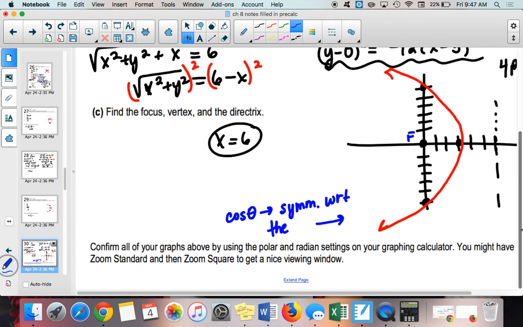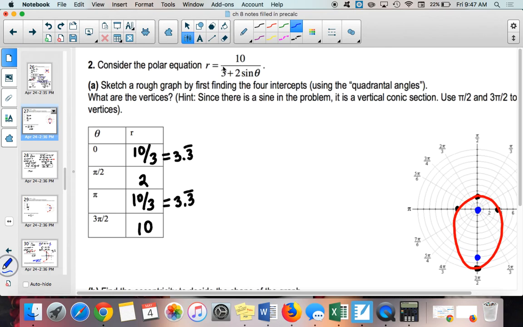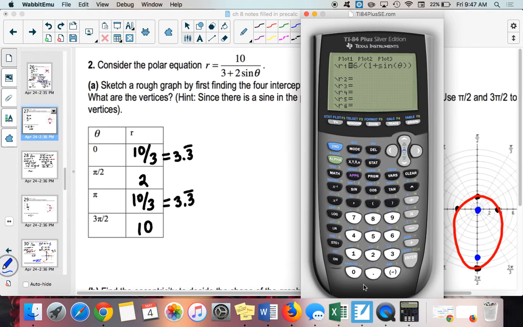So it's symmetric with respect to what axis? Yeah, the x-axis, right? All right, and then the other one was symmetric with respect to the y-axis, the sine, right? So looking at the 10 over 3 plus 2 sine of theta, do you guys see how it's symmetric with respect to the y-axis? Okay, you can check your graph by putting in whatever we had, so 10 over 3 plus 2 sine theta.